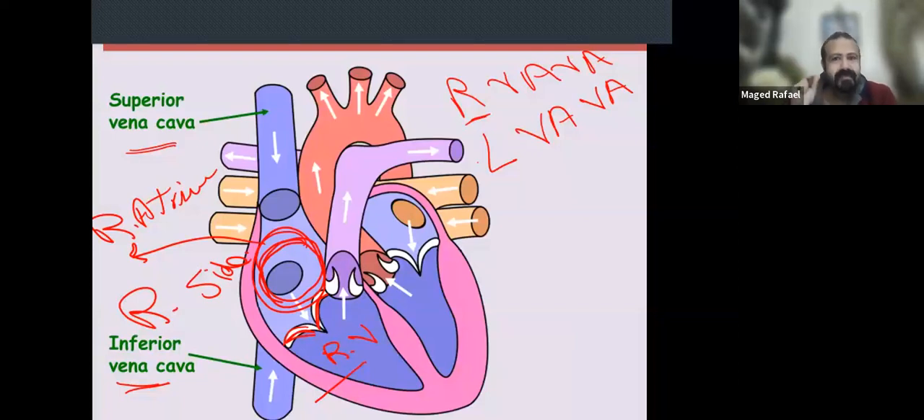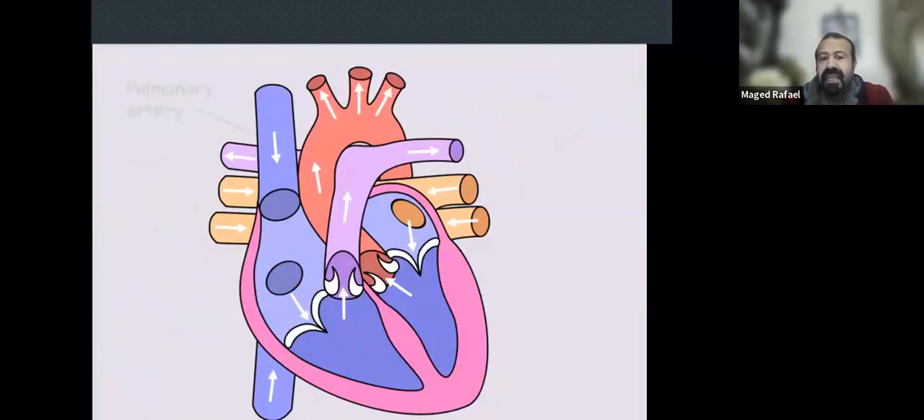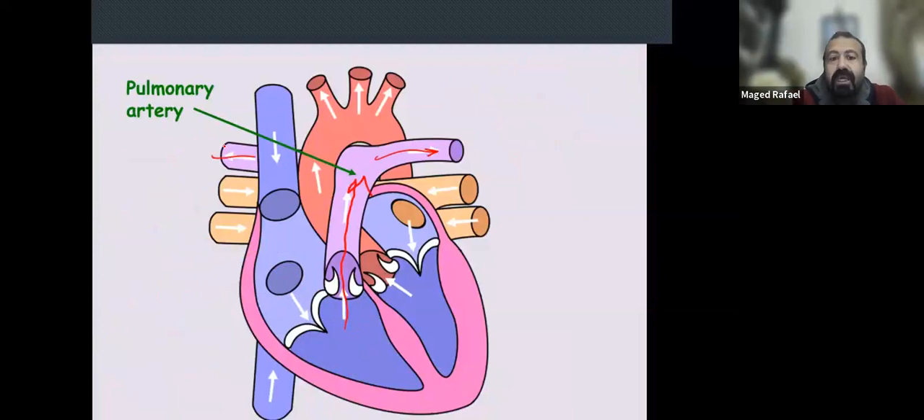So again, the superior vena cava and inferior vena cava collect deoxygenated blood and send it to the right atrium. When the right atrium has the appropriate amount of blood, the valves will open in one direction, sending the blood to the right ventricle, and then close. This is the right atrium, this is the right ventricle. Now the heart will pump, sending the blood through the pulmonary artery to the lungs for gas exchange.